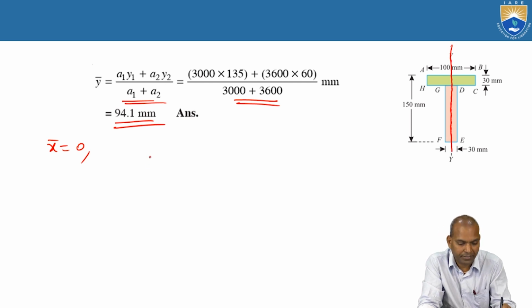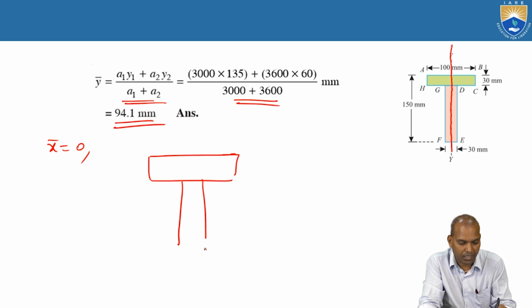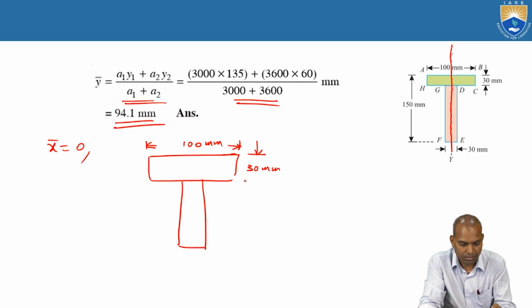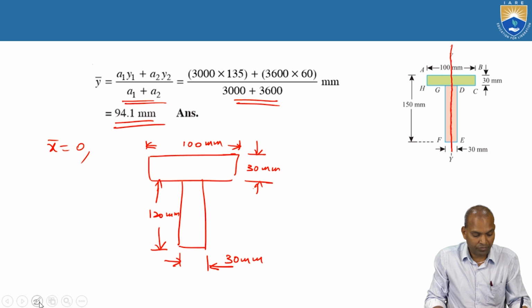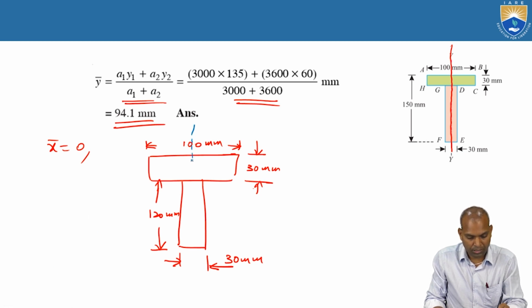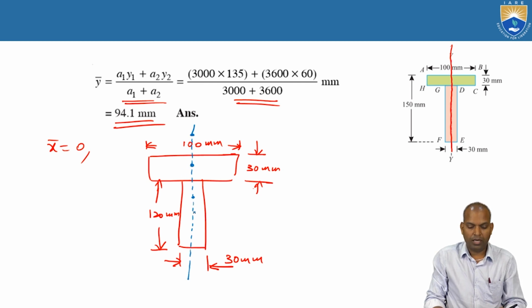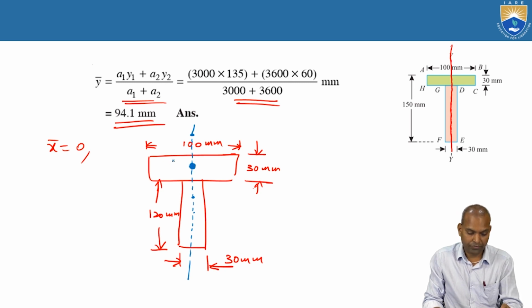Now, what is bar Y? Here it is, the bar Y distance. Here 100 millimeters, here 30 millimeters, here 120 millimeters, and from here to here again 30 millimeters. It is symmetrical about which axis? Now where is the location? The centroid location of G1 and the centroid location of G2.